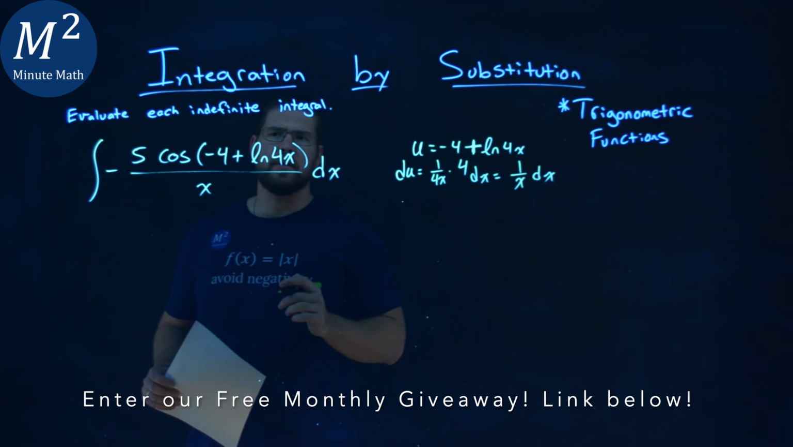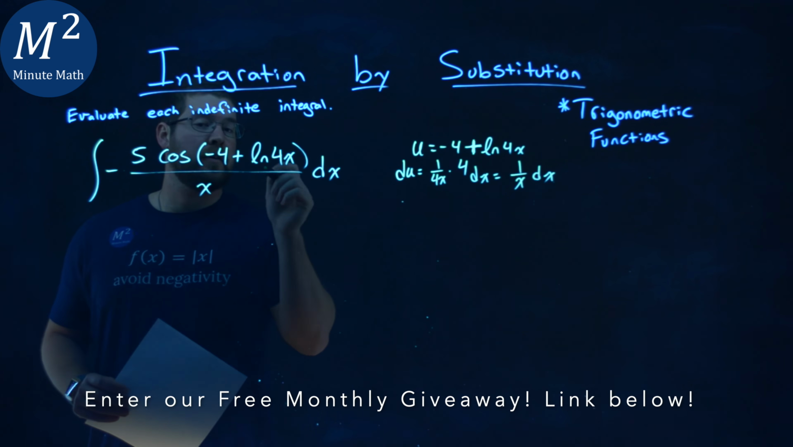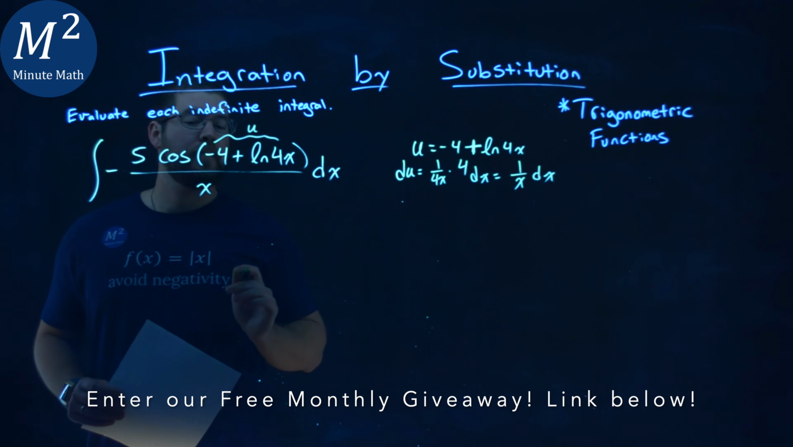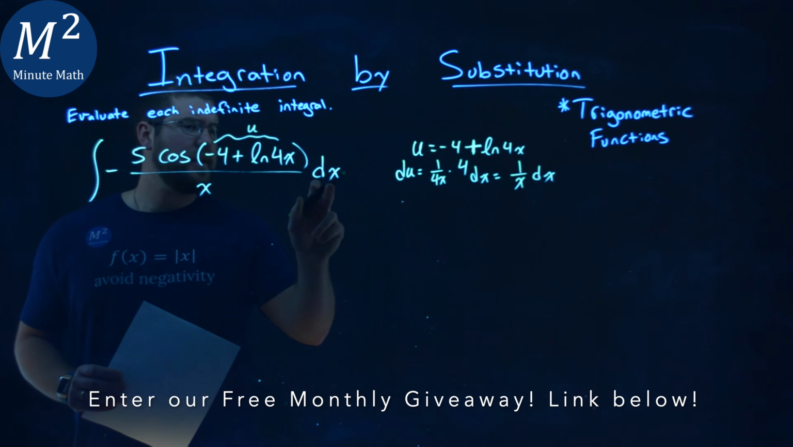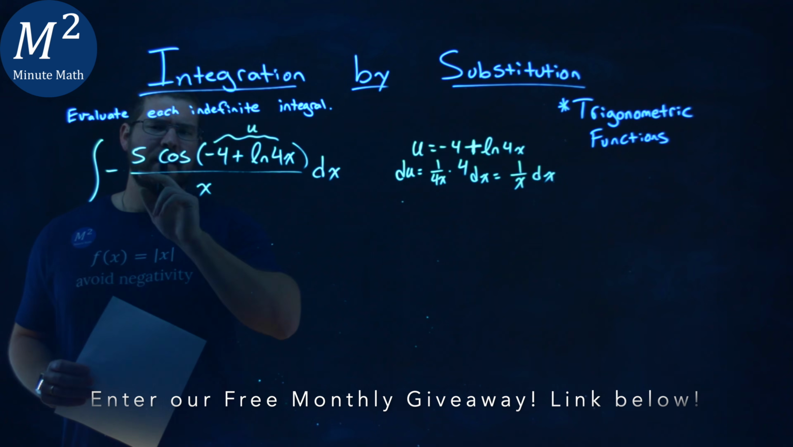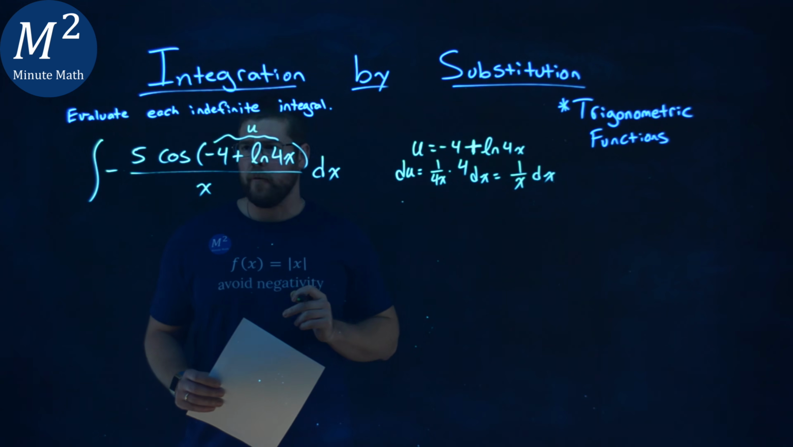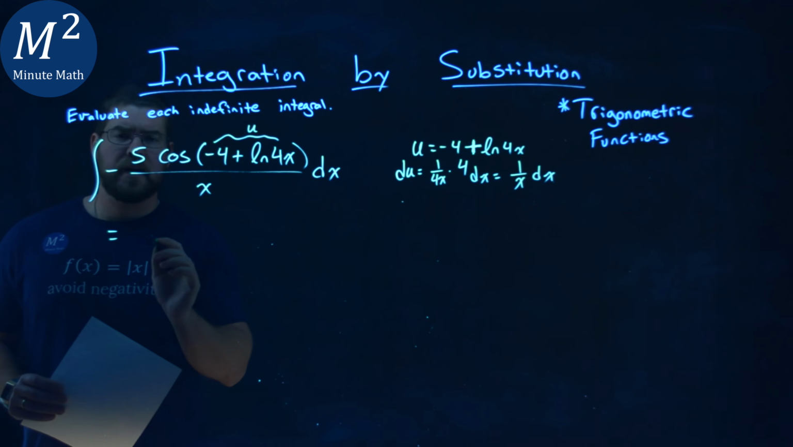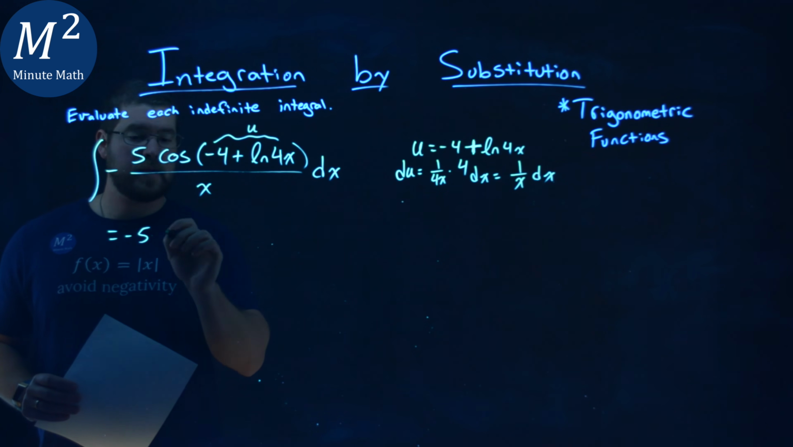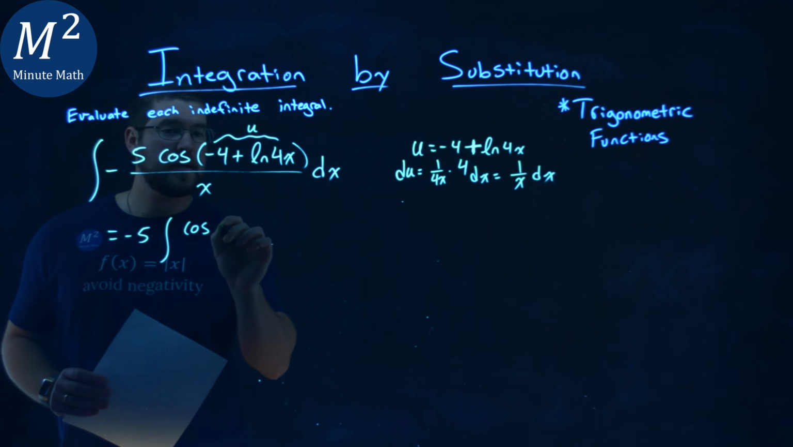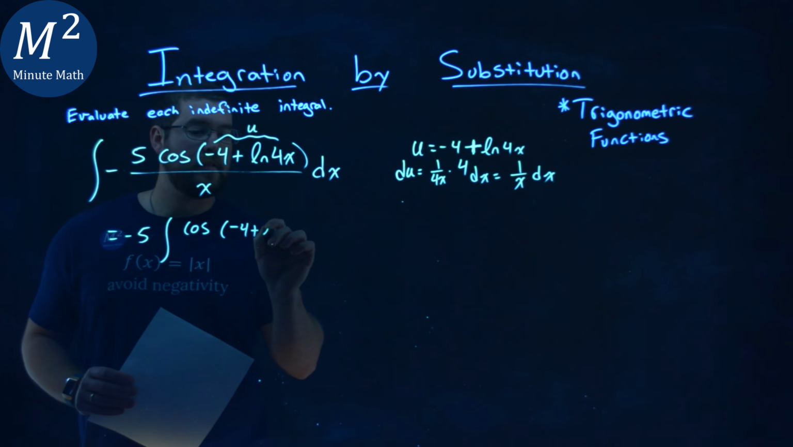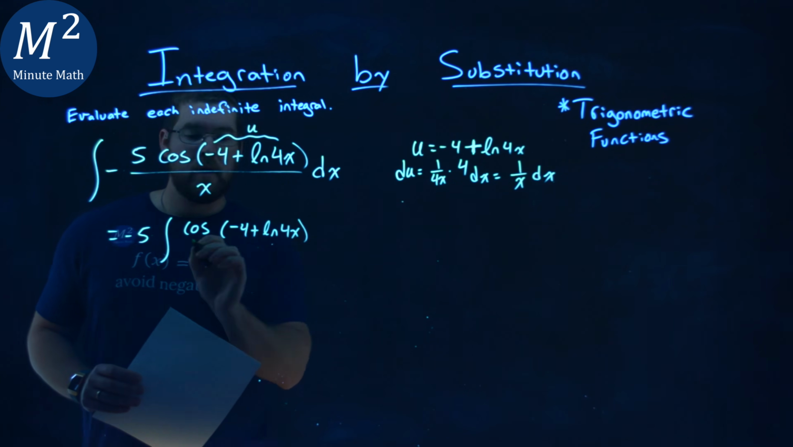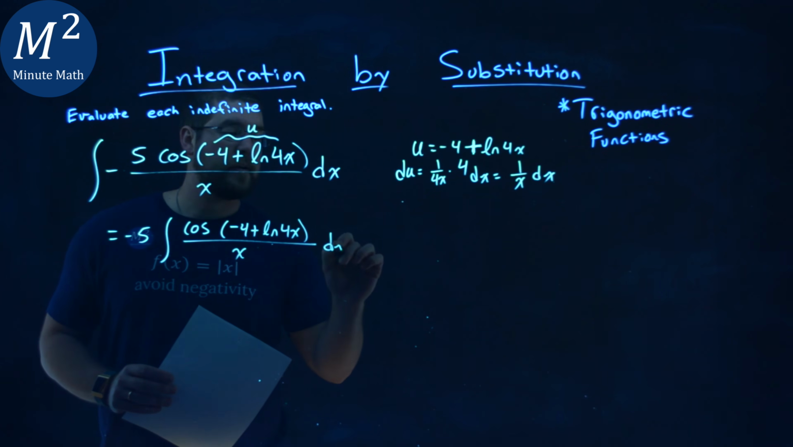Now we're pretty close here. Notice we have a -4 plus natural log of 4x. That's our u value. And our du is 1 over x dx. We're almost there. We just have that pesky -5. But we can pull that outside of the integral. -5 times the integral of cosine of a -4 plus natural log of 4x all over x dx.